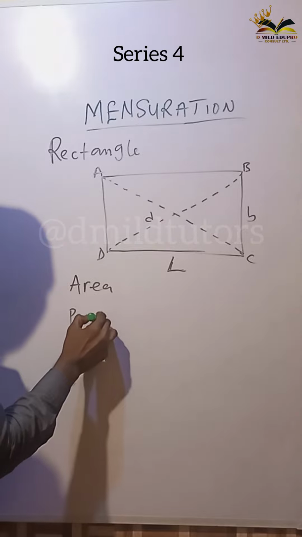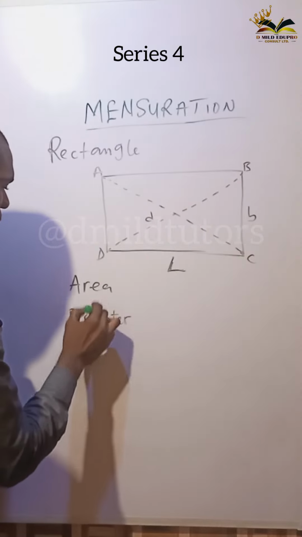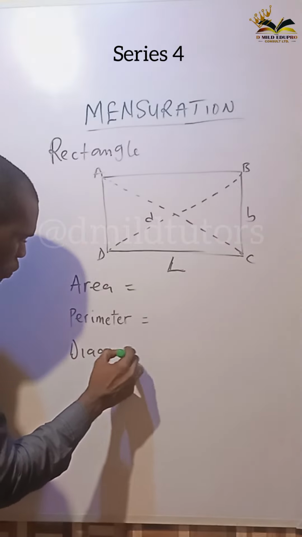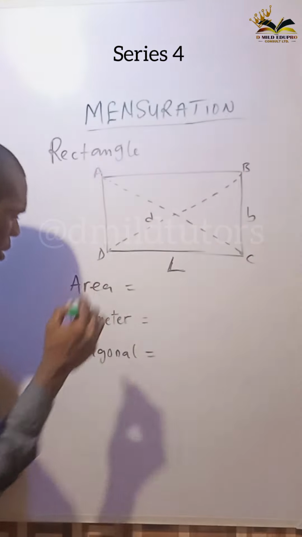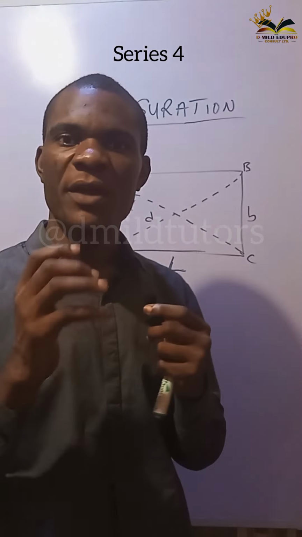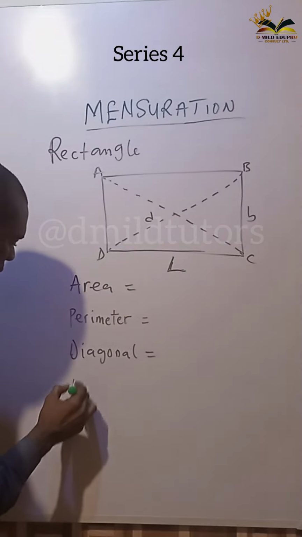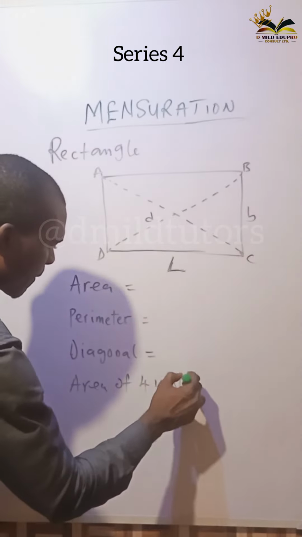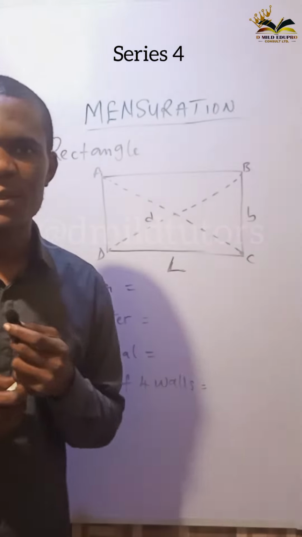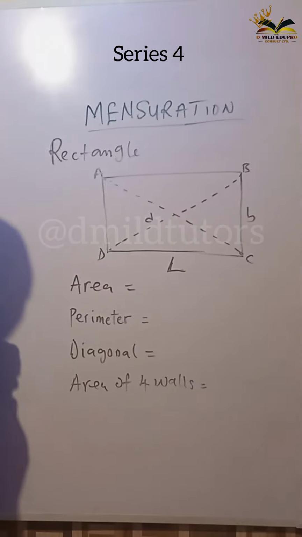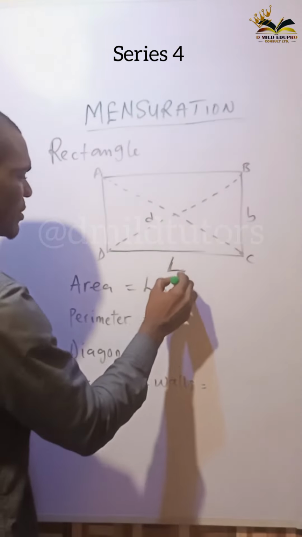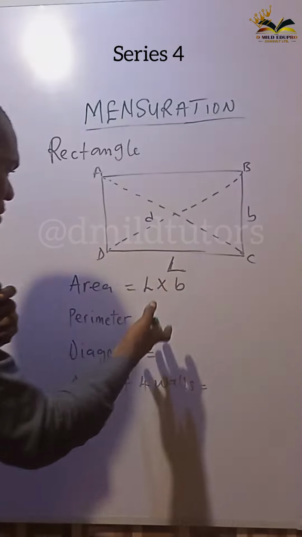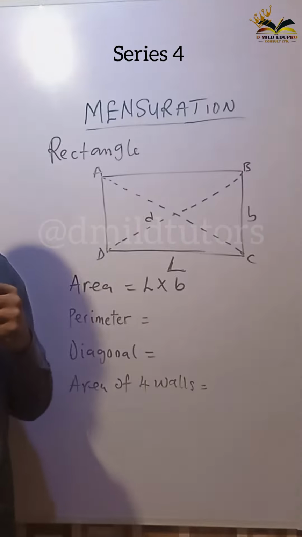So we are going to be looking at the area. We'll also look at the perimeter. Then we also look at the diagonal. And then we have what we call area of four walls. We'll also be looking at that. Now, what is the formula for area of a rectangle? It is your length times your breadth. That is the formula for area of a rectangle. You can just take note of that and then jot it down and follow along.